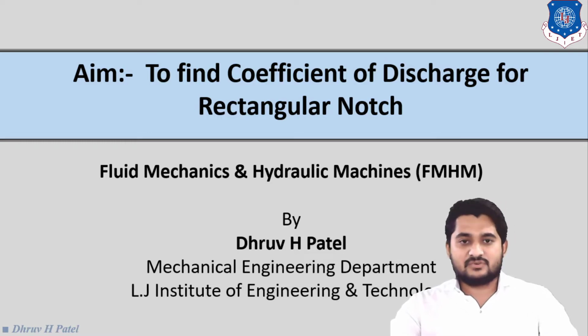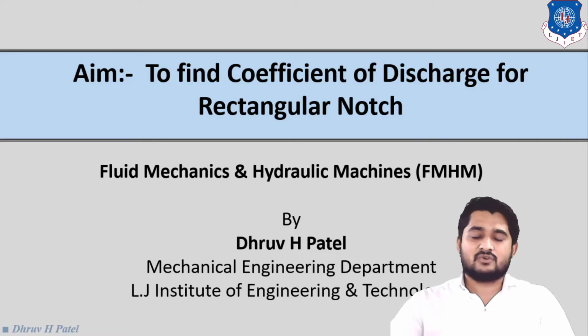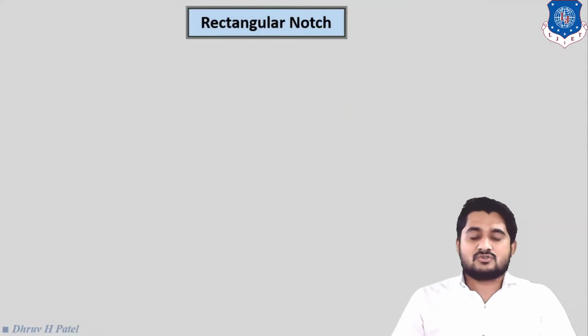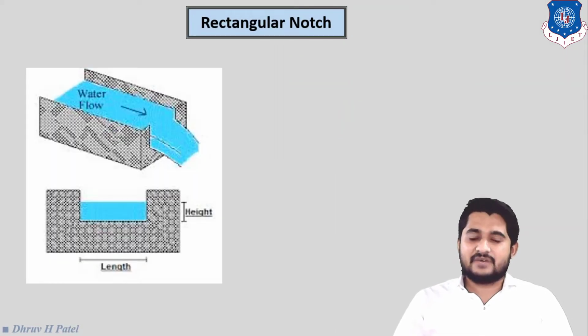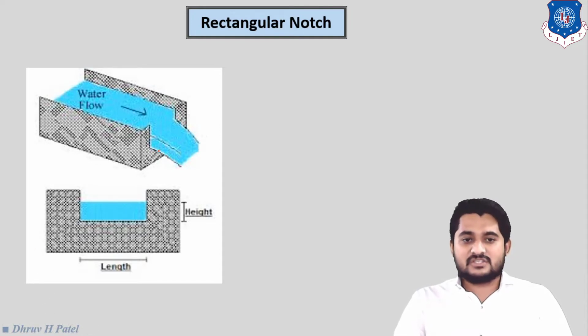So let us understand first of all what we mean by a notch and what are the basic properties of the notch. So first of all, a notch is basically a device by which we can find the discharge through a channel, right? So this is a channel cross section, right? So water is flowing through this channel and we have to find out the discharge for this channel, right?